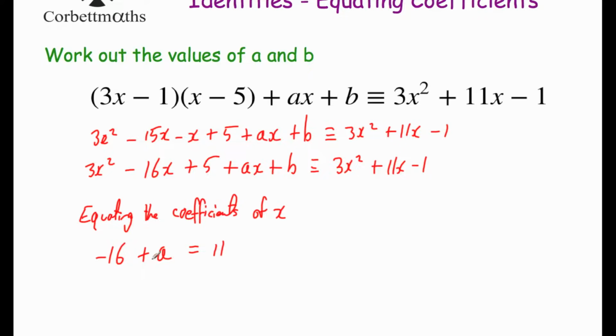So if we want to solve this, we're going to add 16 to both sides, so we're going to get a equals 27. So we've equated our coefficients of x and we found a. Now let's get our b by equating our constants.